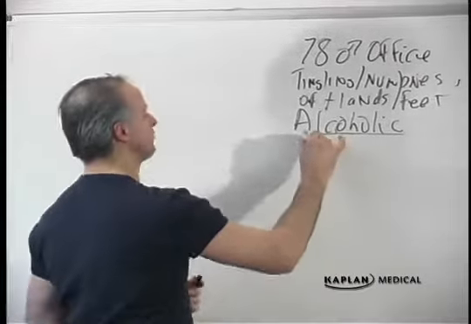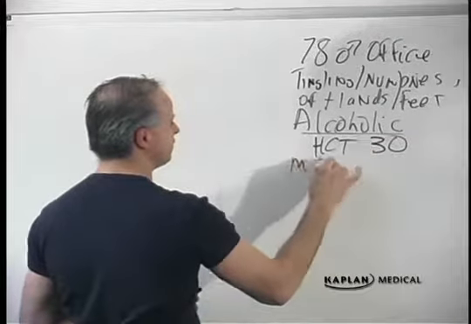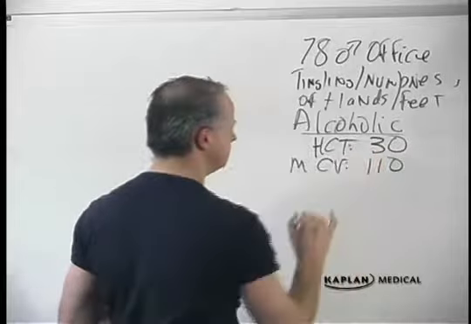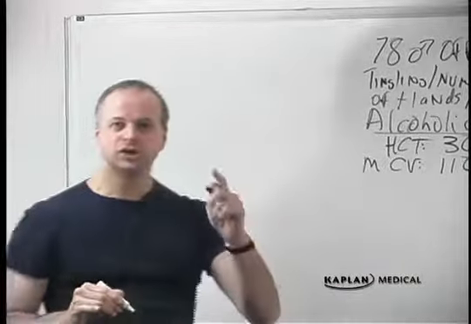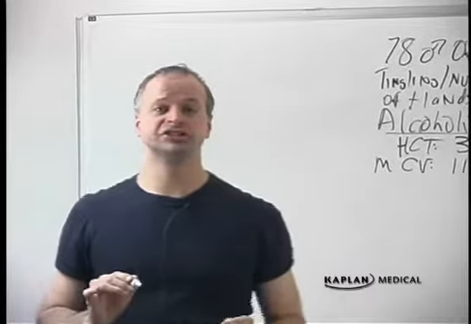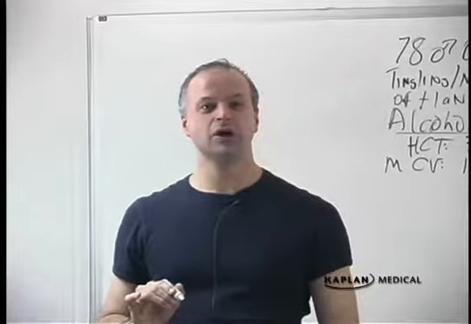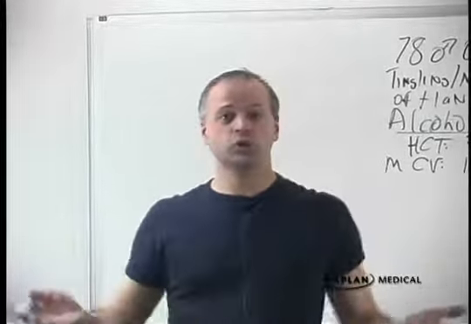Must have anemia. After all, we are in the hematology section. He's got a hematocrit of 30 and an MCV of 110. Now, what would you do first in the evaluation of this patient? What's the best initial step? What's the most appropriate action at this time? What do you want to do now?